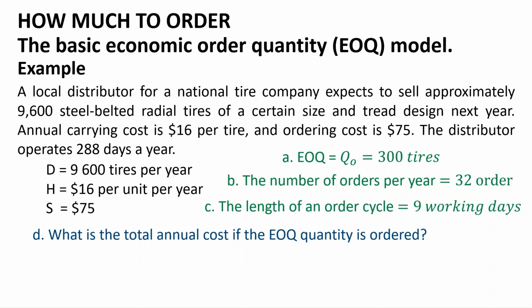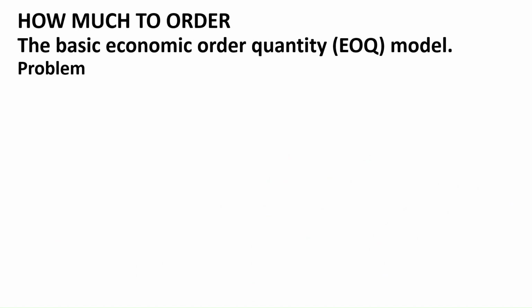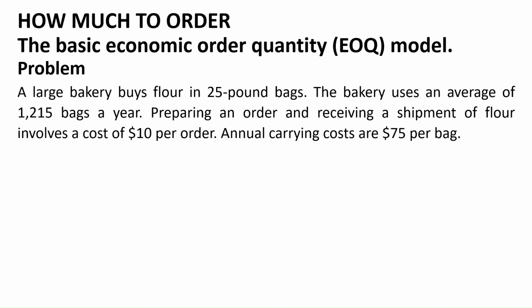The last question is to calculate the total cost if the EOQ is ordered. We know that TC equals Q0 multiplied by H divided by 2 plus D multiplied by S divided by Q0. Substituting the given and calculated values, TC equals 300 multiplied by 16 divided by 2 plus 9,600 multiplied by 75 divided by 300, equals $4,800. After solving this example, let us solve a problem.